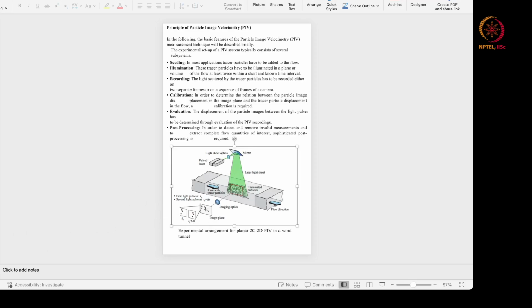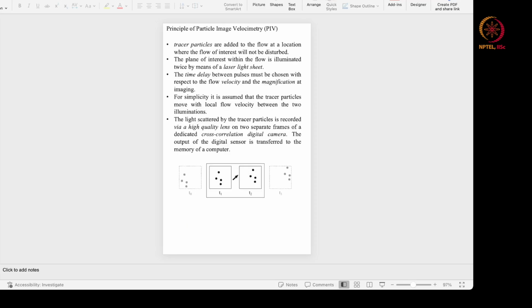It uses a laser and a camera system. So this is, in general, in a nutshell, what PIV is. Okay, so the principle of particle image velocimetry is that the tracer particles are added to the flow at a location where the flow of interest will not be disturbed. This is the first important statement already said. So the flow cannot be disturbed.